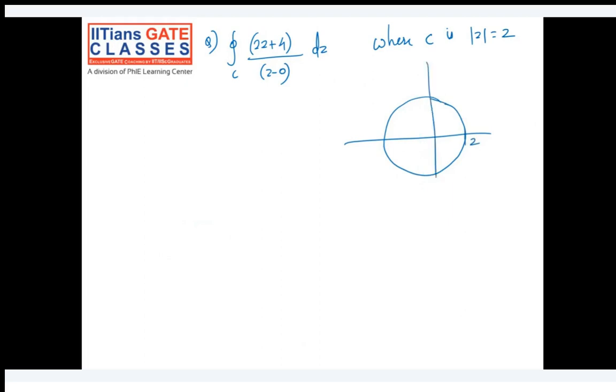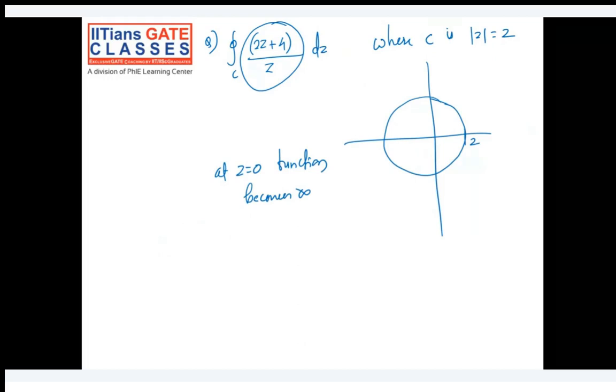z equal to z naught. z naught is the singularity, and z naught is 0. If you put z equal to 0 here in 2z plus 4 divided by z, the function becomes infinite. So the function is not analytic everywhere within and on the closed region, so you should not use Cauchy's integral theorem.